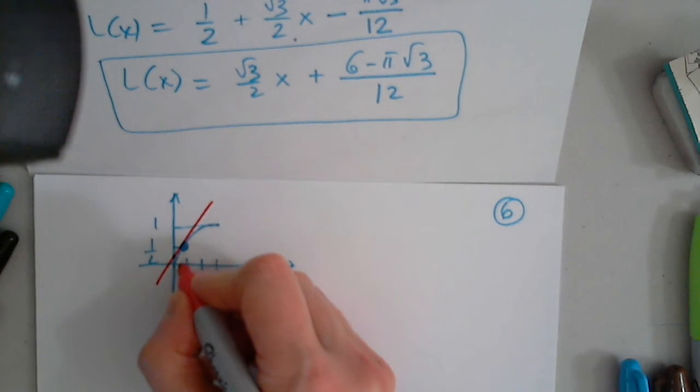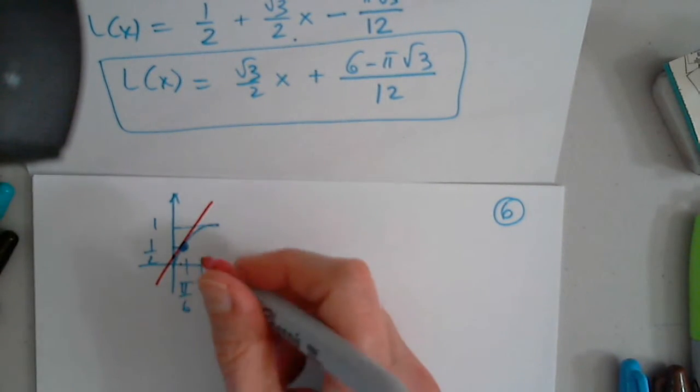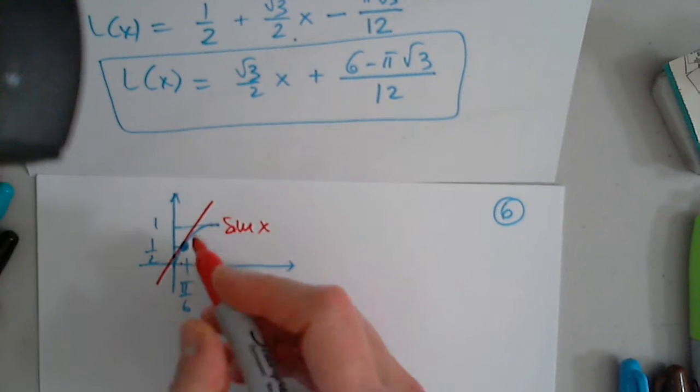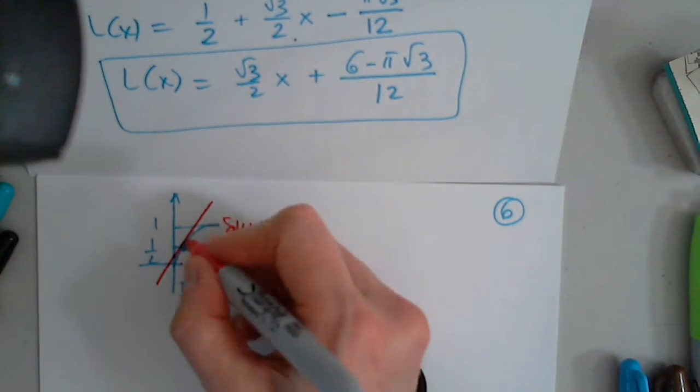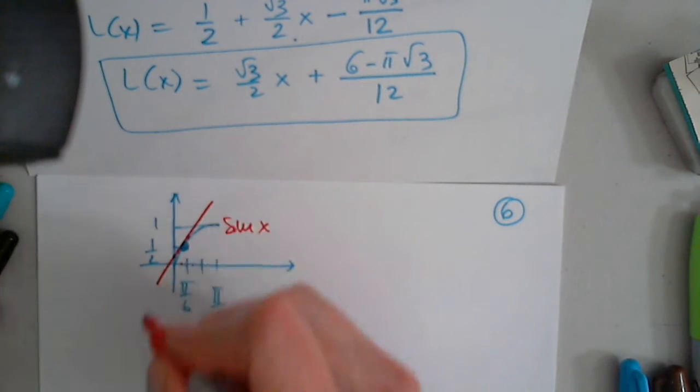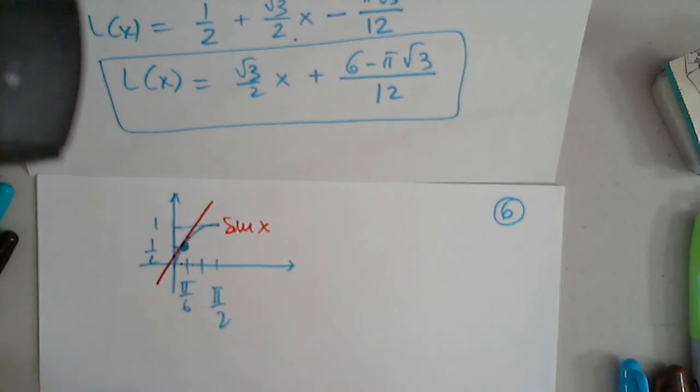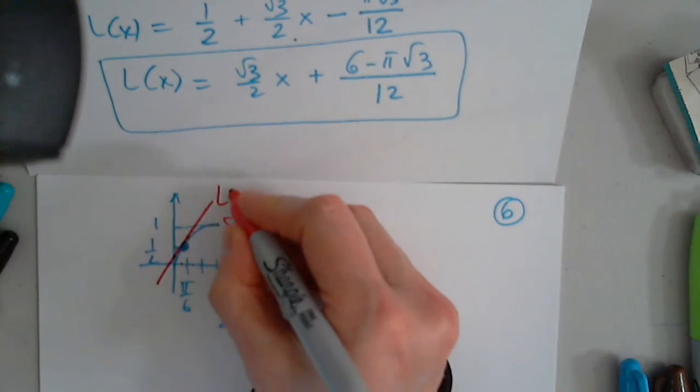And if I want to approximate sine x in the vicinity of pi over 6, either to the left or to the right, it's okay if I use the line. The numbers will be very close. There will be a tiny error, but they will be very, very close. That's what this means. So this is the L of x.